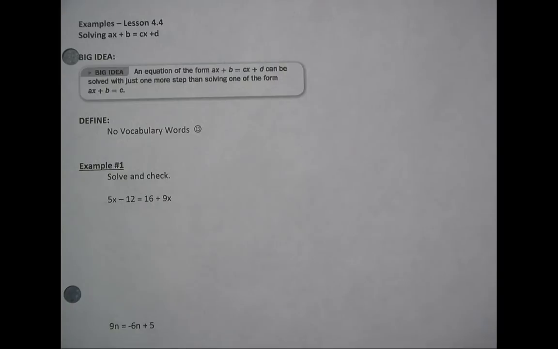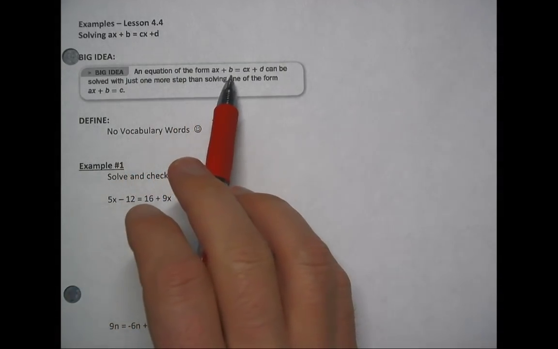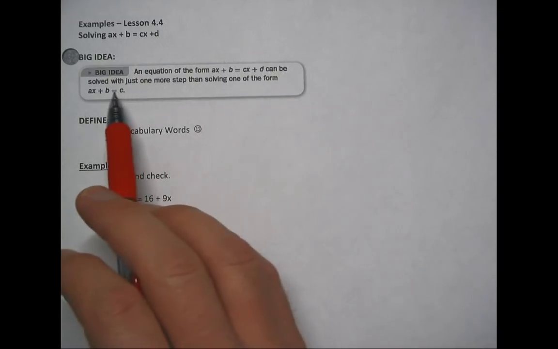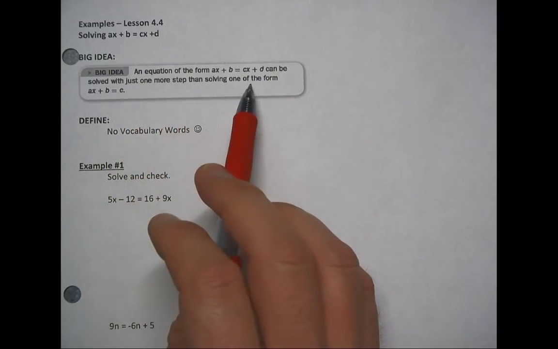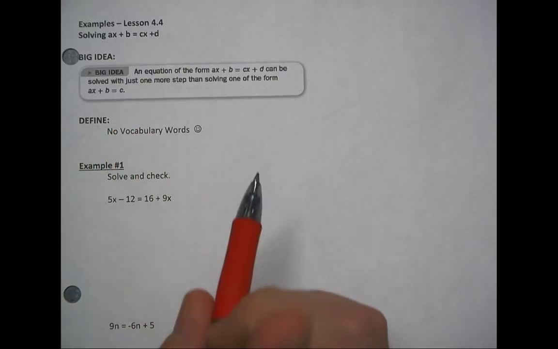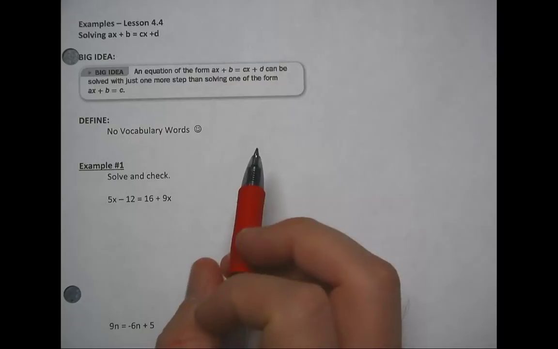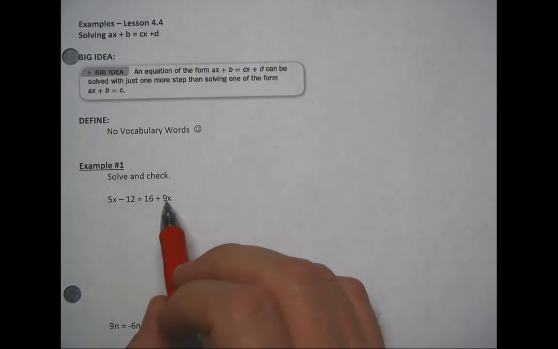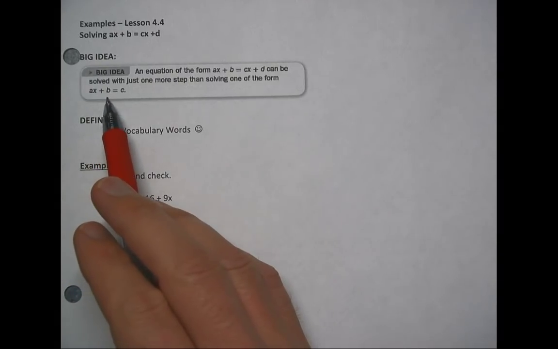So something we've covered before in middle school and some pre-algebra, math 7, math 8. And we're going to kind of take it to another level today. So our big idea: an equation in the form ax plus b equals cx plus d can be solved with just one more step than solving the ones we've been looking at, the ax plus b equals c. So there's just one extra step. And that step is to clear out one of the variables that's on both sides. Once we do that, it goes back to the form that we're used to.